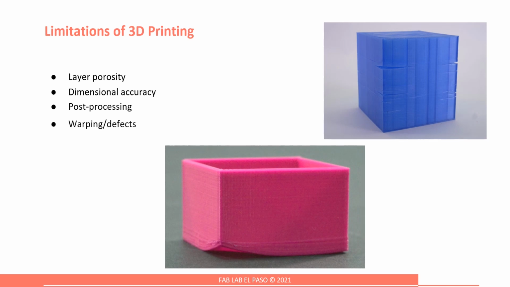While working with thermoplastics, the material expands as it's melted and shrinks as it cools. There are temperature differences between the print bed and each layer of material. Sometimes this causes warping and defects.